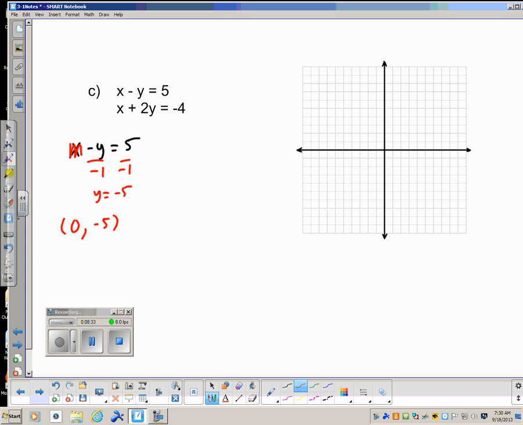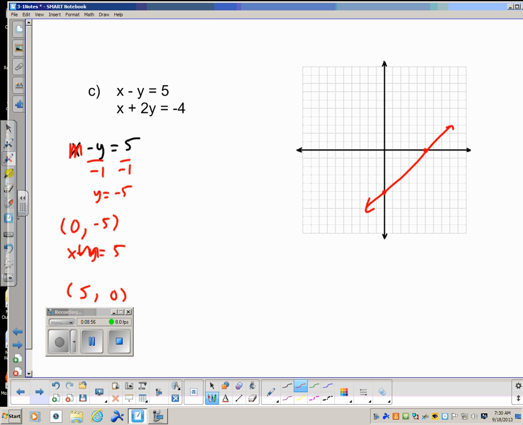And so I'm going to do the other one while I'm at it. This time I'm going to cover up the y. So I get x equals 5. So I've got 5, 0. And I've got 0, negative 5. 1, 2, 3, 4, 5. And then I can simply connect those points.